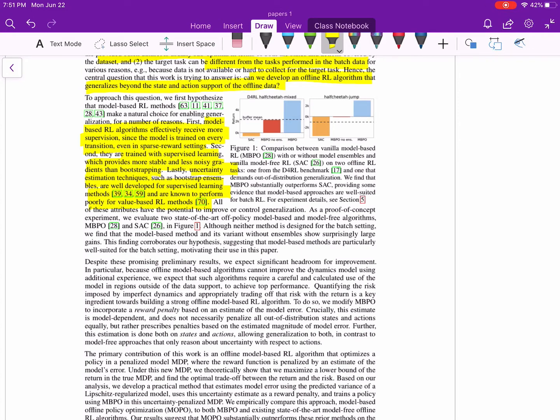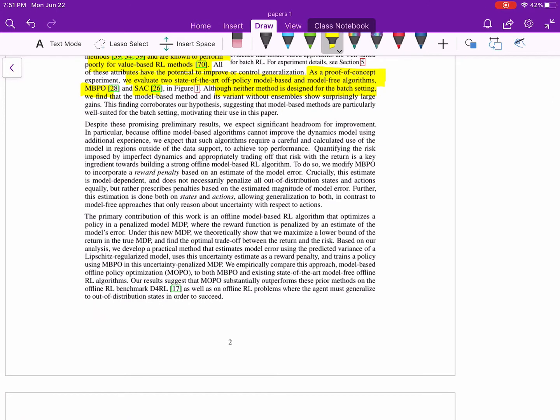As a proof of concept, we evaluate two state-of-the-art off-policy model-based and model-free algorithms, MBPO and SAC. Although neither is designed for the batch setting, they observe that model based is better than model free here. This seems a good observation.